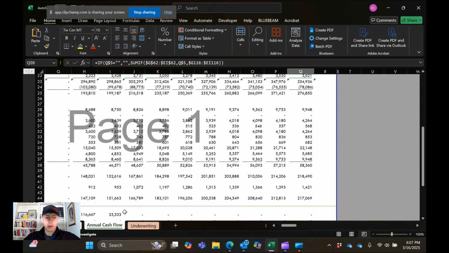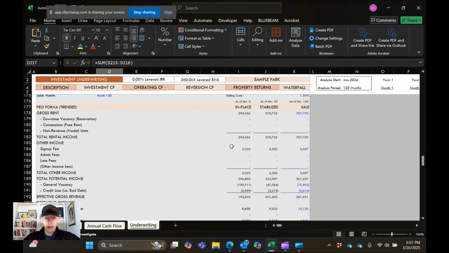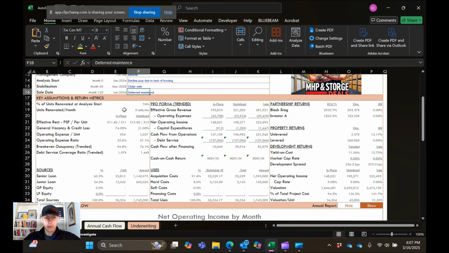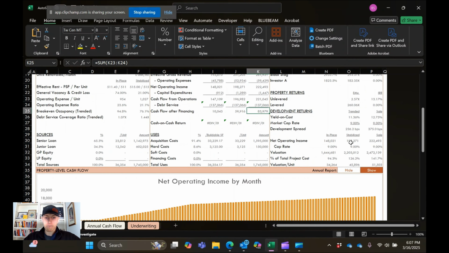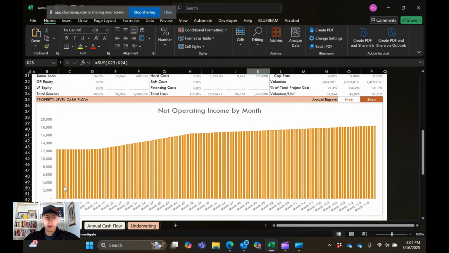But I mean, we can keep this a lot longer than that as well. This just gives a breakdown of everything in underwriting right here. We can put strengths and weaknesses in here. This gives us a picture of in place, stabilized, sale broken out right here. Gives us some of our equity multiples, IRRs. And this gives us net operating income by month. So month 1 to month 120.